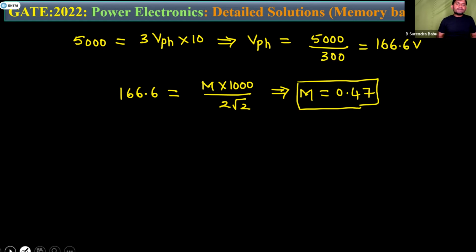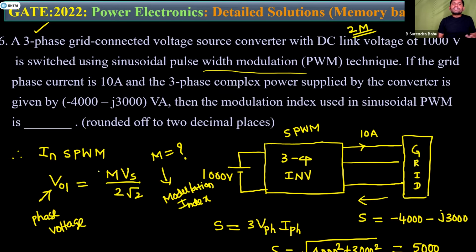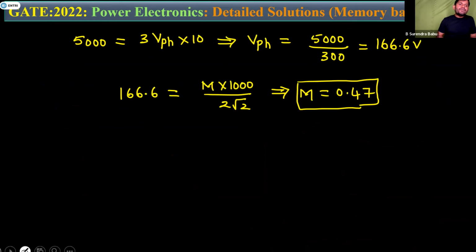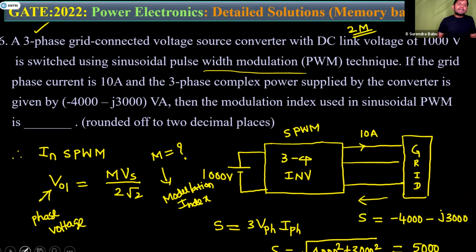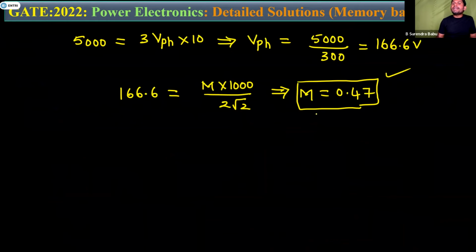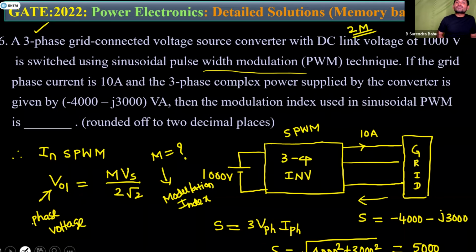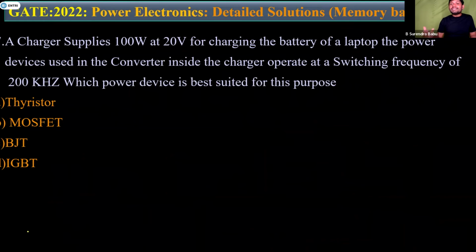Clear, friends? You just need to know the formula from the sinusoidal PWM technique: the RMS value of output voltage is M Vs by 2 root 2. This is the phase value, because it is defined for a single phase. Then from the given data, I calculated the phase voltage. The phase current is also given, and I substituted it here. I am getting the modulation index equal to 0.47. Clear, friends? It is a very simple model. Every question we are solving in a fraction of a minute, even 2 mark questions. Because I am explaining, it is taking more time, but you can do this in a fraction of a minute.